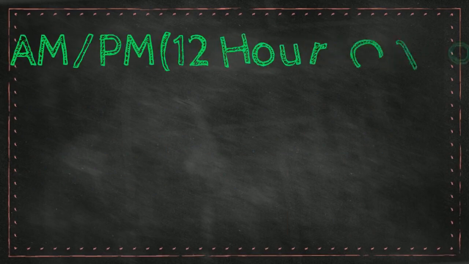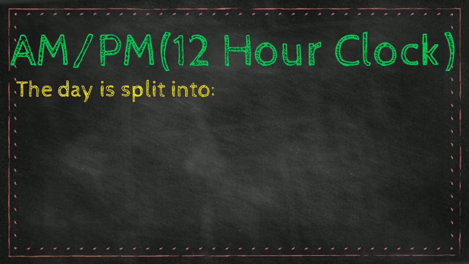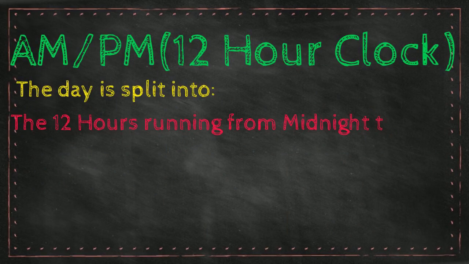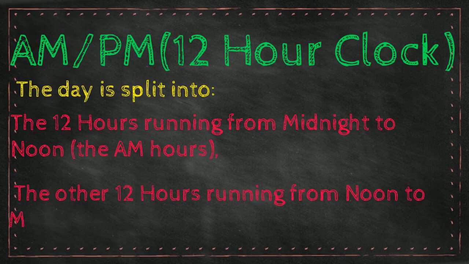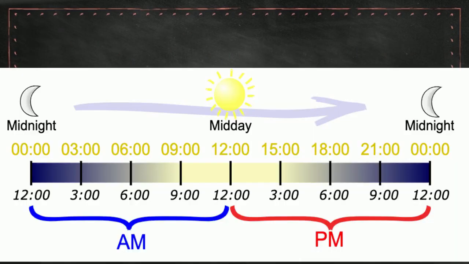In the 12-hour clock, or AM PM, the day is split into two: the 12 hours running from midnight to noon, the AM hours, and the other 12 hours running from noon to midnight, the PM hours. This picture helps you to better understand these times that I just explained. As you can see, 0 o'clock is just midnight and 12 o'clock is midday. For example, 3 PM equals 15 o'clock.